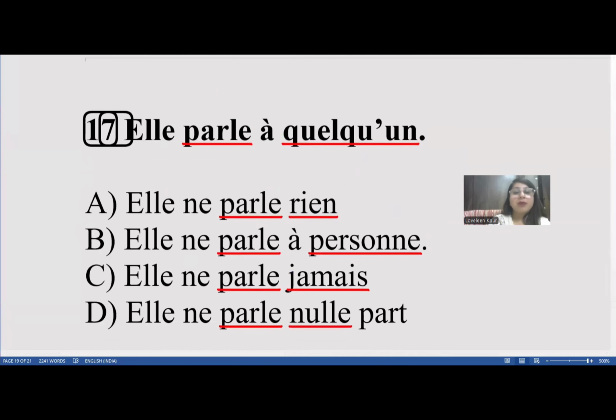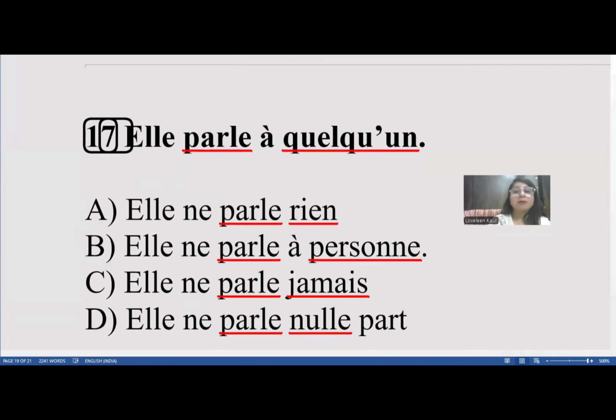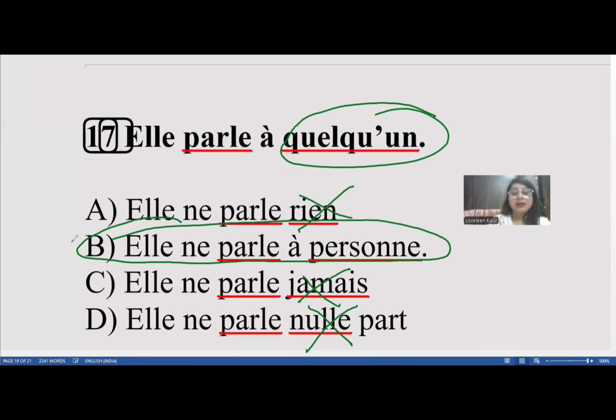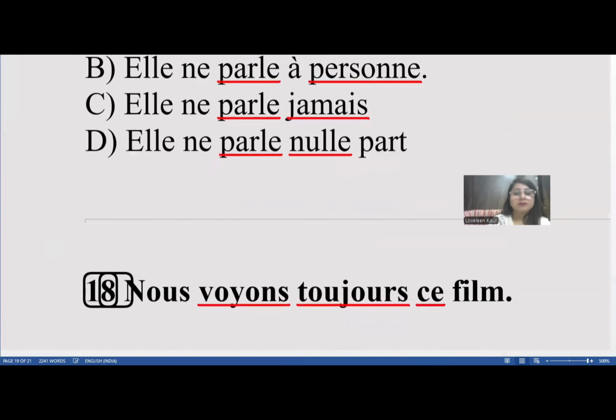Now let's see. Elle parle à quelqu'un. She speaks to somebody. I'll make it negative. It's given quelqu'un. Yes, rien will not come. Rien means nothing. Jamais means never. Nulle part means nowhere. So of course B part is the right option. Elle parle à quelqu'un. She speaks to somebody. Elle ne parle à personne. She doesn't speak to anybody. So of course B part is the right option.